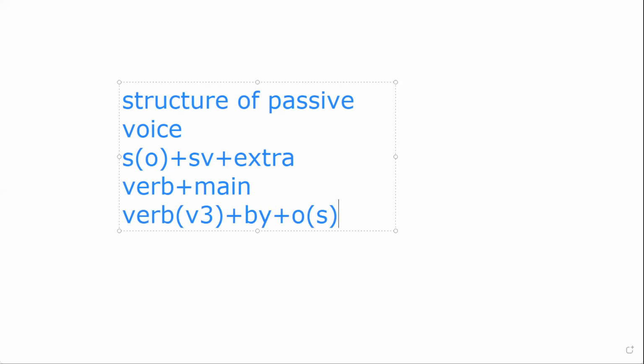ठीक है, क्लियर? Clear ma'am. क्लियर? Yes, yes. एवरीवन डन?